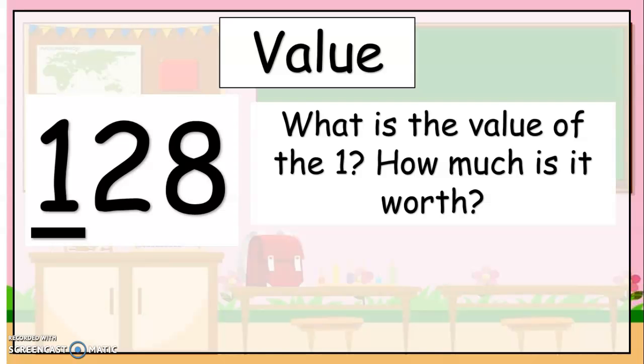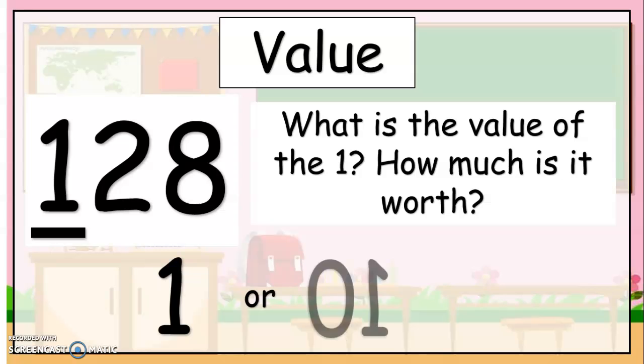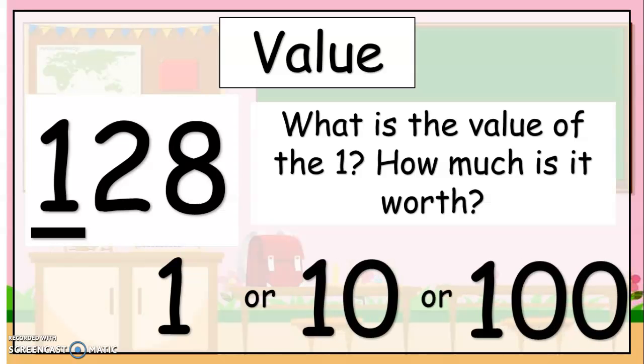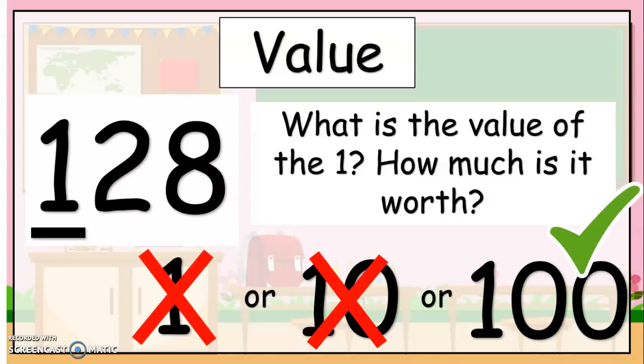What is the value of the underlined number? The 1. Is it 1 or 10 or 100? The number is 128. So the value of a 1 is, of course, 100. Well done.